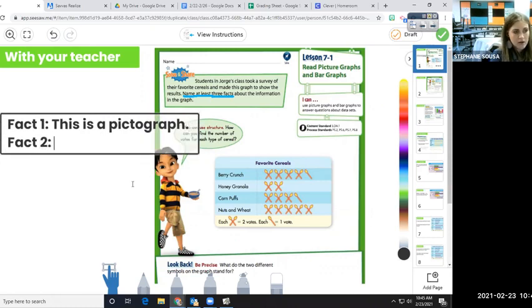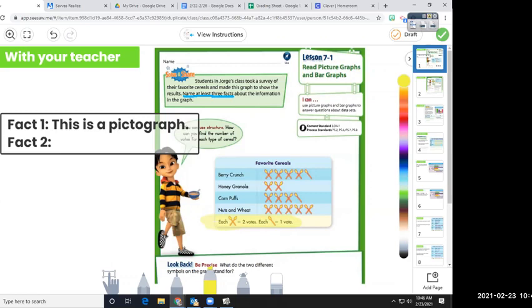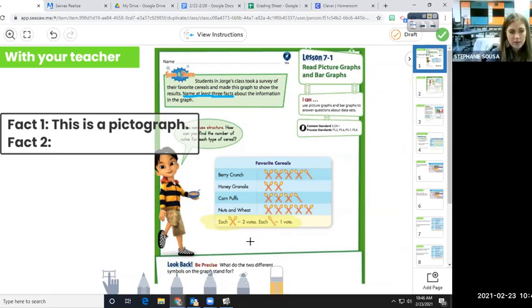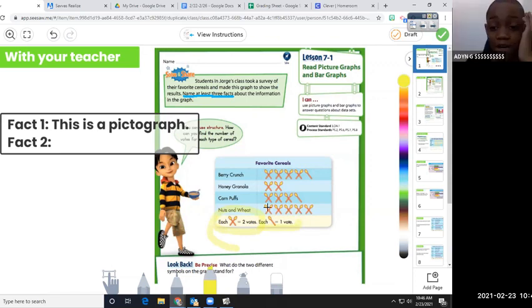There is a scale. I want a fact about the scale. Who can tell me something about this scale down here? What is it teaching us? What is the scale? Aiden G, what is our scale down here? What are we counting by? So we're counting by 2s and 1s. Very good.